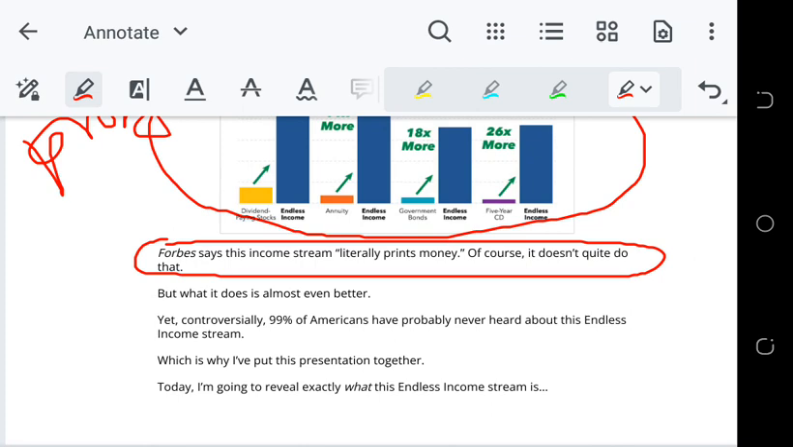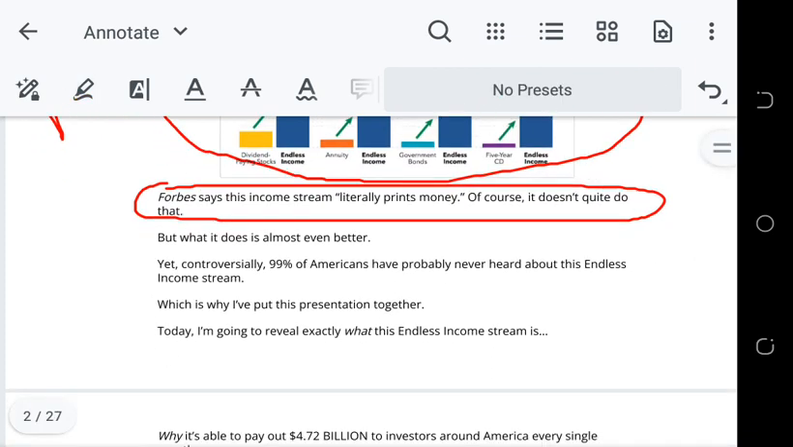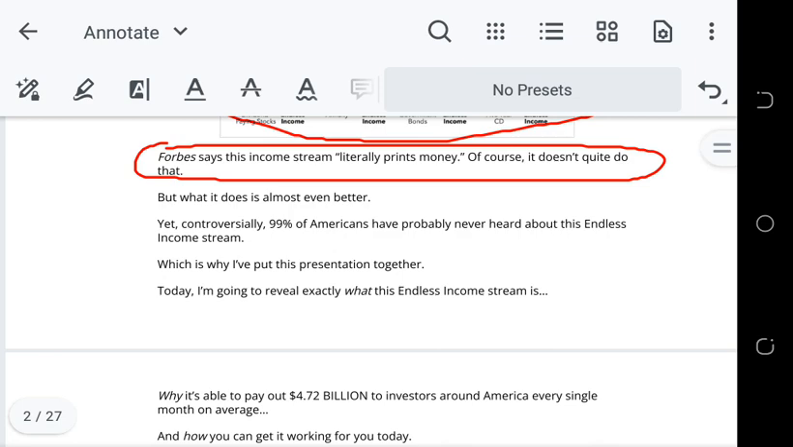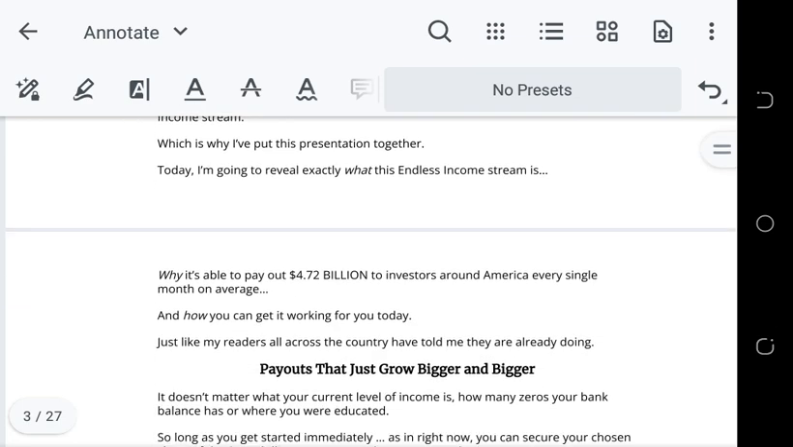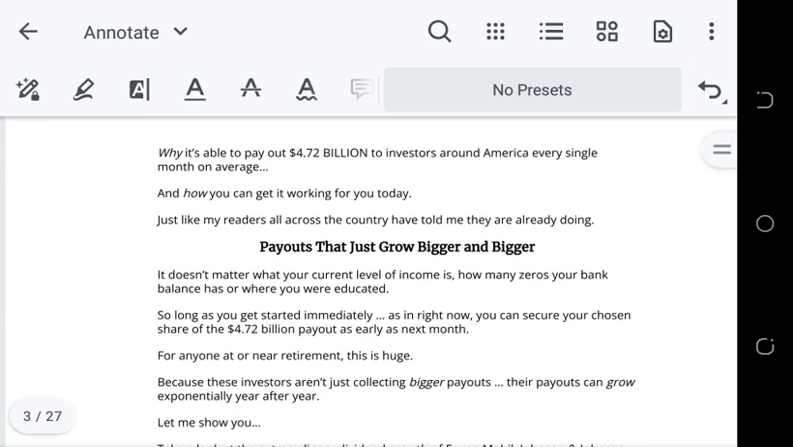But what it does is almost even better. Yet controversially, 99% of Americans have probably never heard about this endless income stream, which is why I put this presentation together. Today, I'm going to reveal exactly what this endless income stream is, why it is able to pay out $4.72 billion to investors around America every single month on average, and how you can get it working for you today. Just like my readers all across the country have told me they are already doing. Payouts that just grow bigger and bigger.